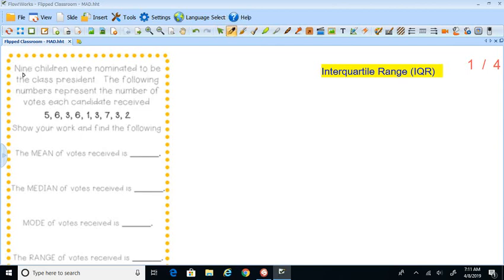9 children were nominated to be the class president. The following numbers represent the number of votes each candidate received. And there's our data. Show your work and find the following.